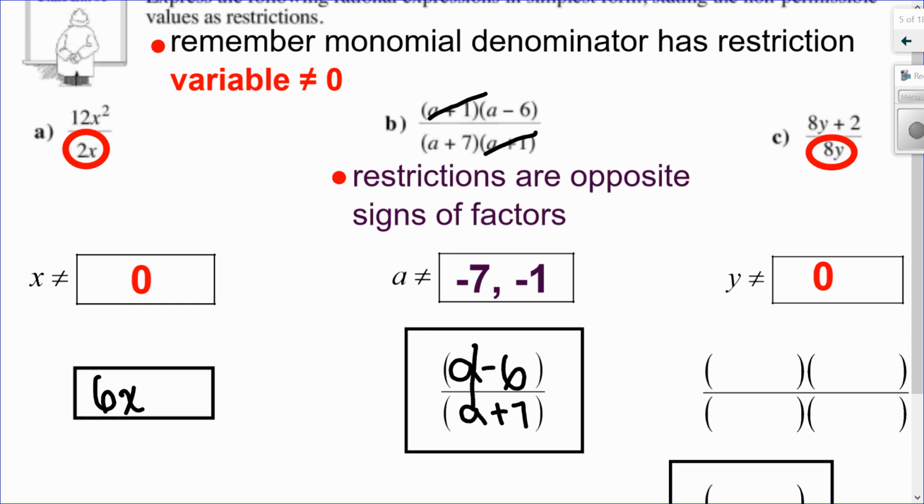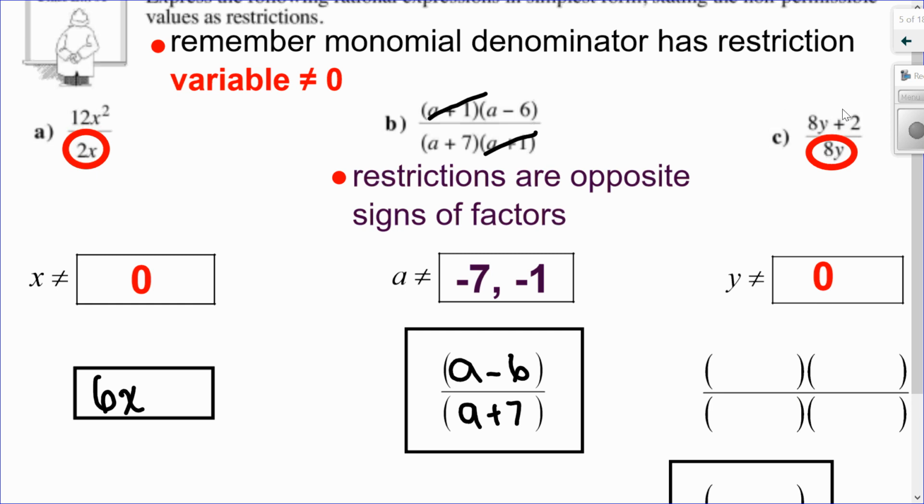I cannot cancel those a's because those are not factors, they are terms. So that a in the numerator is attached to the minus 6, and that a in the denominator is attached to a plus 7. So you cannot cancel.